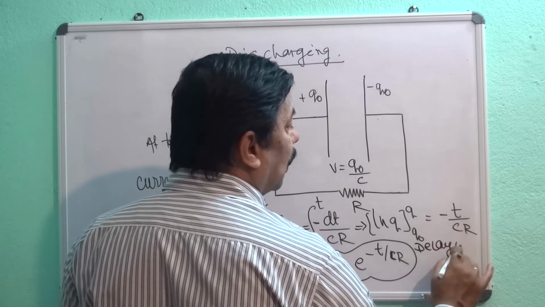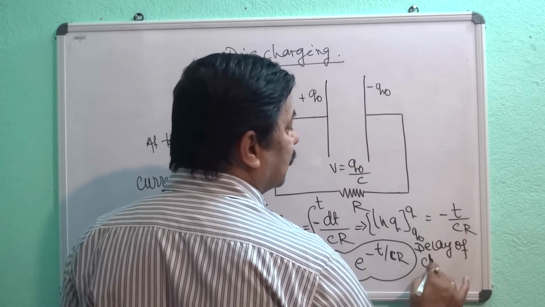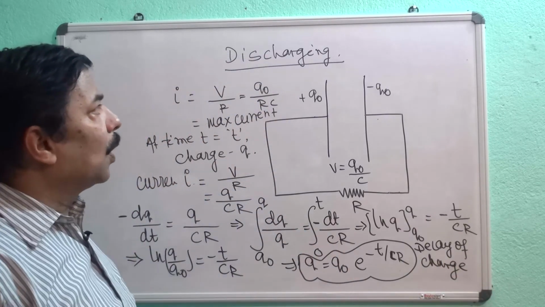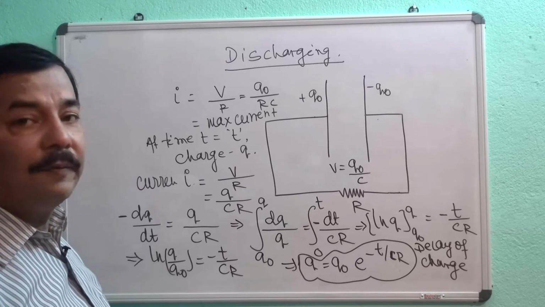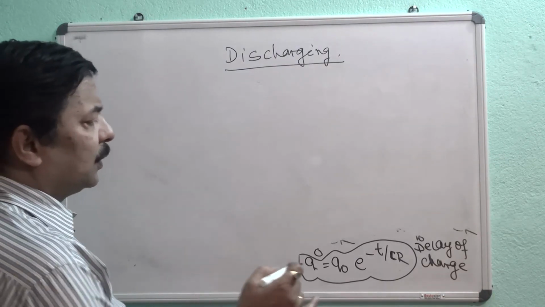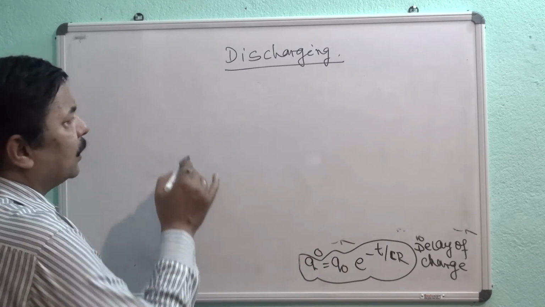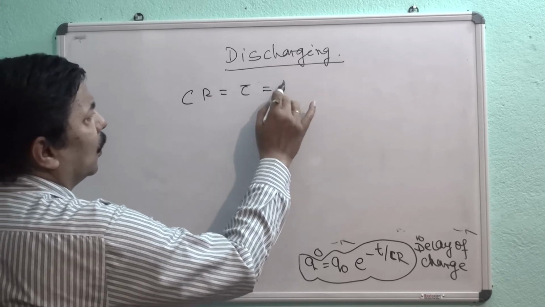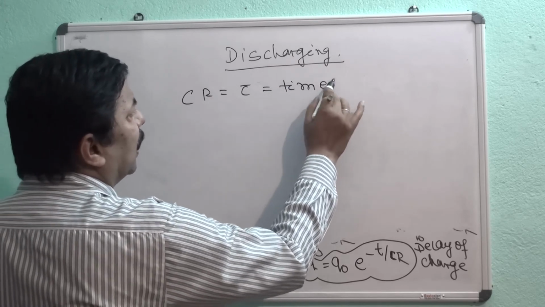Decay of charge. This equation is representing your decay of charge. Note it down, then we will show you the graph. RC is again your time constant, tau.